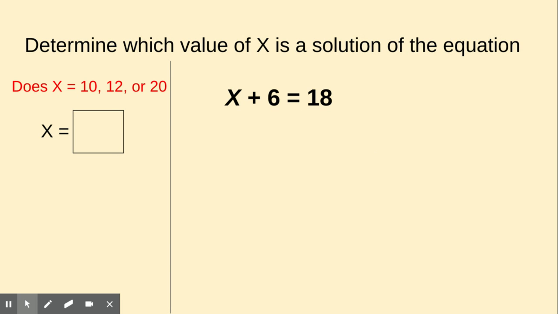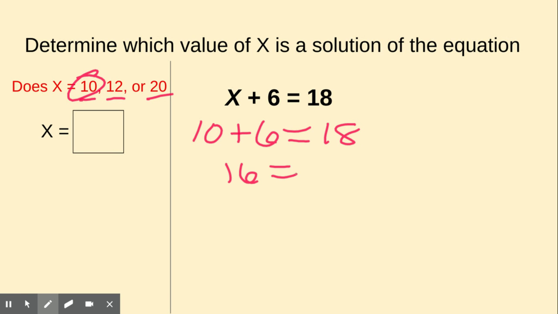Moving on to the next one. x plus 6 equals 18. Does x equal 10, 12, or 20? I'm not sure, so let's start off by plugging in 10 for x. So 10 plus 6 equals 18. 10 plus 6 is 16.